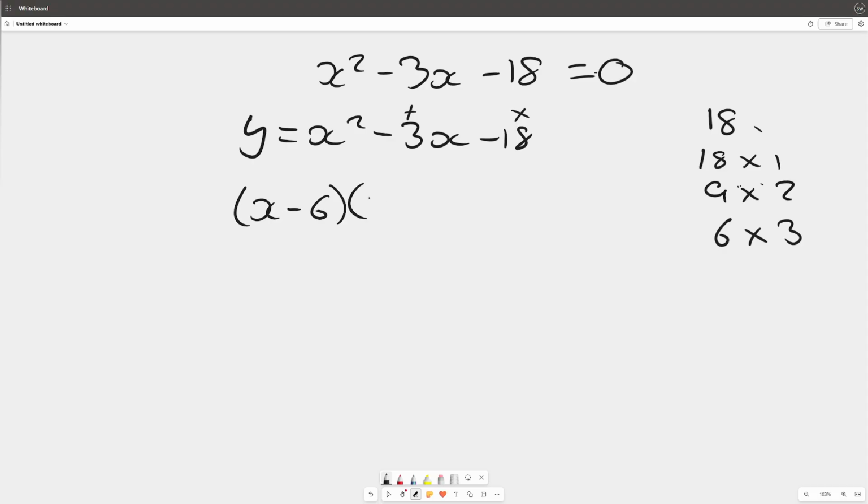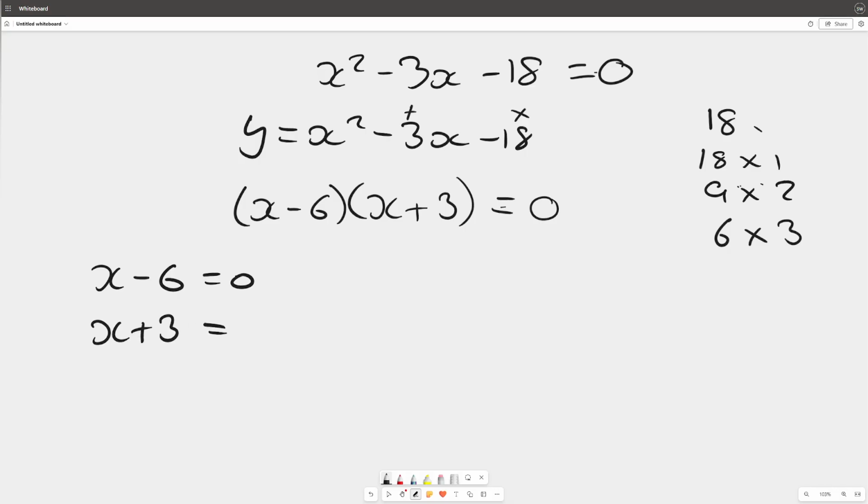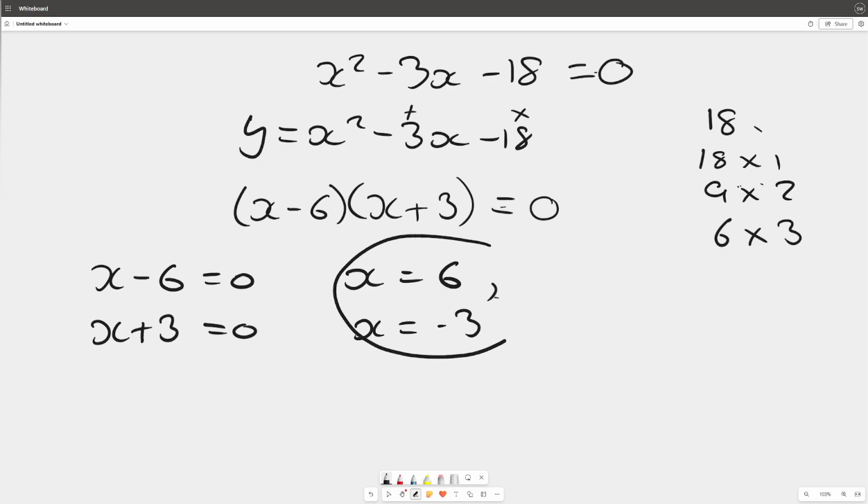So we are going to have a minus 6 and a positive 3 in here to be the factorisation of this expression. And now if this is equal to 0, either x minus 6 is equal to 0 or x plus 3 is going to be equal to 0. This means that x is 6 and x is minus 3, and these are our answers.